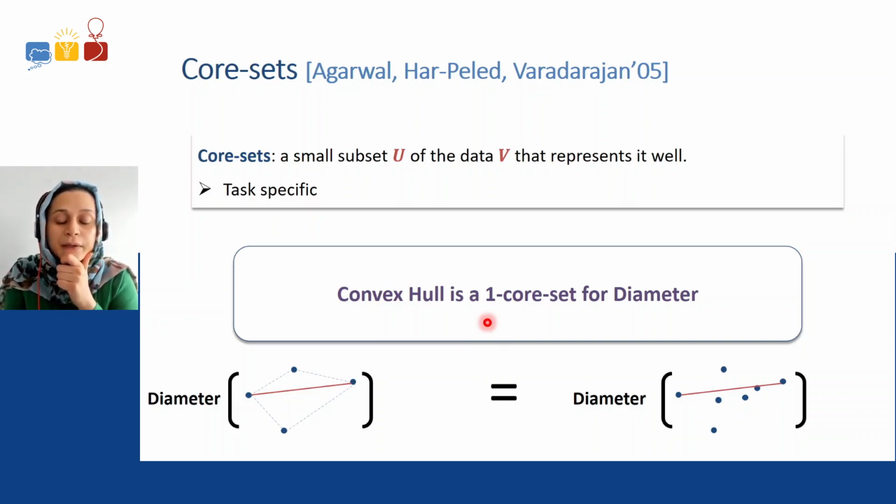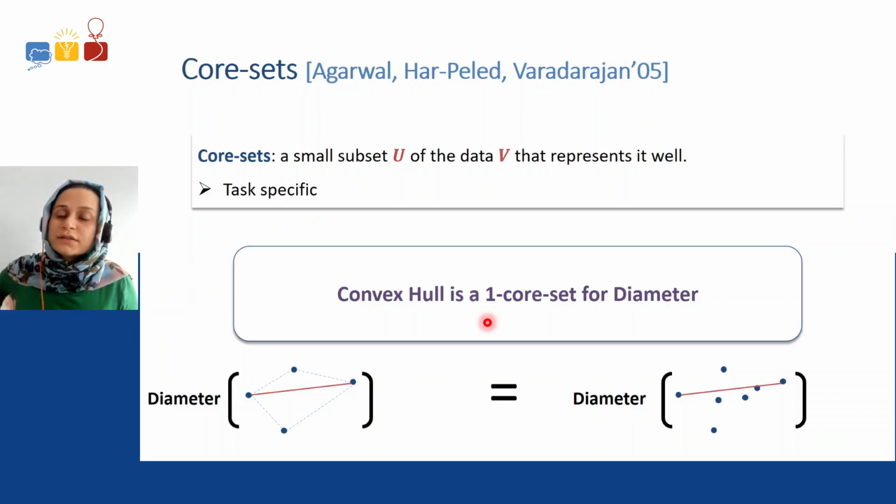Okay, so the problem with the convex hull is that its size is not necessarily small, right? All the points could lie on the convex hull. So we're looking for coresets that are provably small in size, but at the same time can provably give an approximate solution.